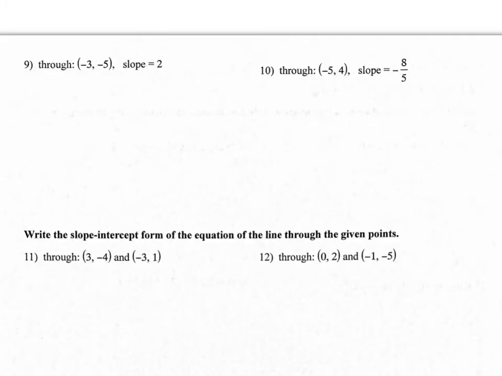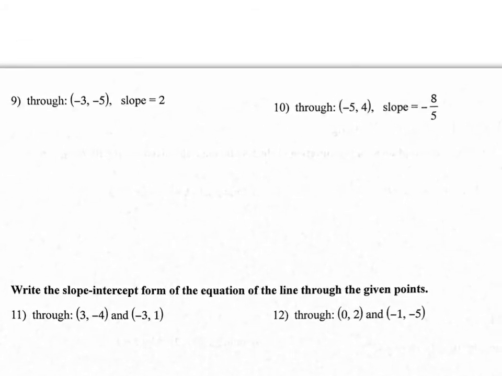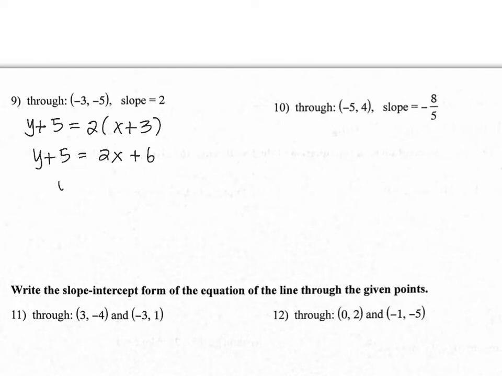All right, so on number 9, looks like we got a couple more of these. This would be y minus a negative 5 equals 2 times x minus a negative 3. And then if we clean this up, distributive property here, that would be plus 6 on the side, and then subtract the 5, so I get y equals 2x plus 1. It's nice when they're pretty like that.